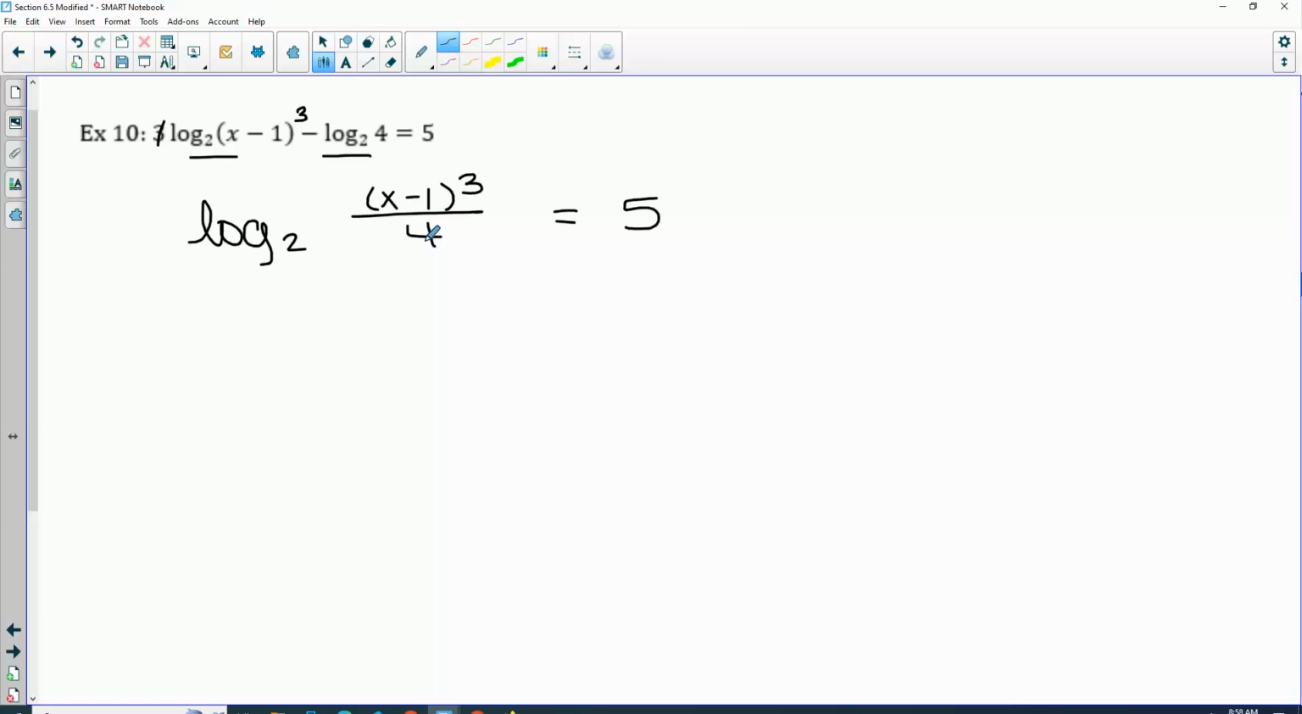This is where all those properties of logs are coming into play. Then, we can do our definition. So once the log is by itself, we change it to exponential form. 2 to the 5th equals x minus 1 cubed over 4.